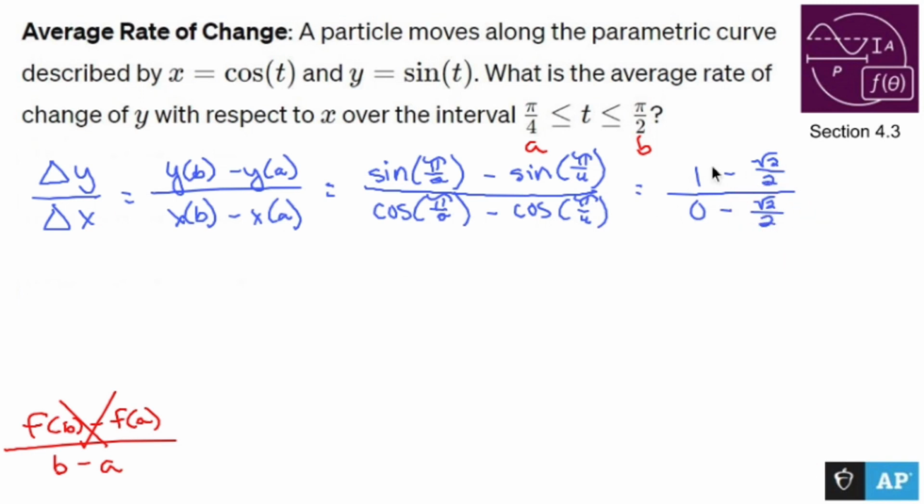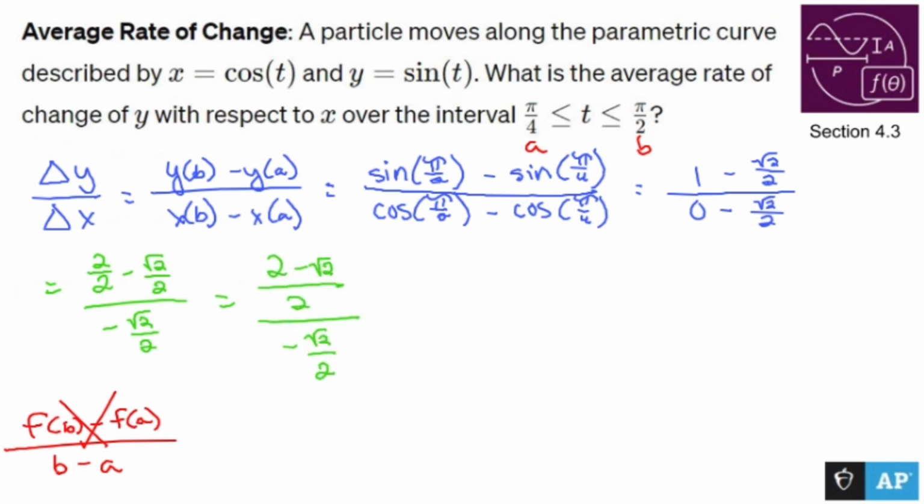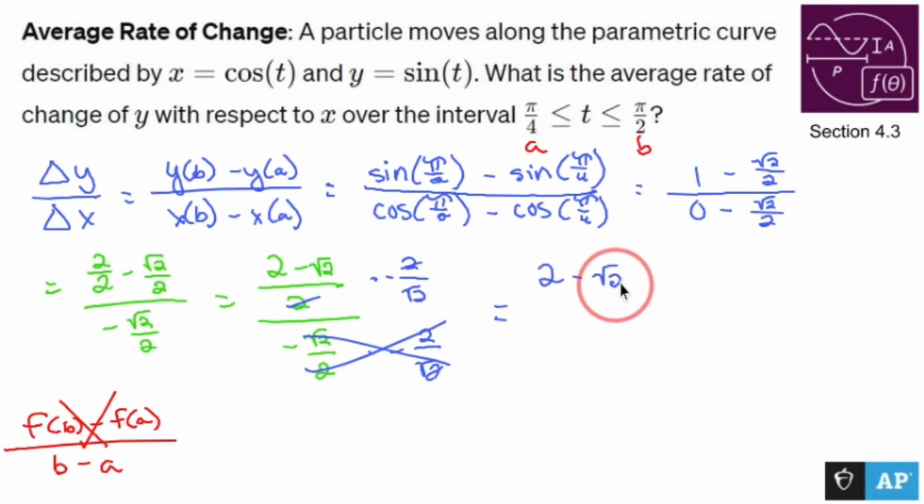All right, so let's combine these two guys on the top. Let's turn 1 into 2 over 2 minus root 2 over 2, all over negative root 2 over 2. Lots of 2s. These guys combine to make 2 minus root 2 over 2, over negative root 2 over 2. Let's get rid of that fraction on the bottom by multiplying the top and the bottom by 2 over root 2. Don't forget the negative. So multiply the top and the bottom by negative 2 over root 2, cross, cross. These guys can cancel out. That gets me 2 minus root 2 over root 2 with a big negative out in front.